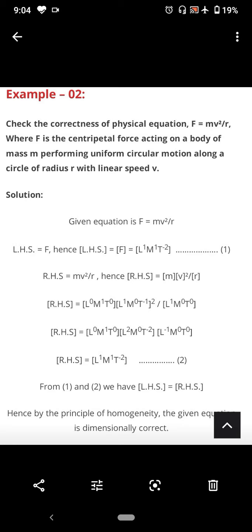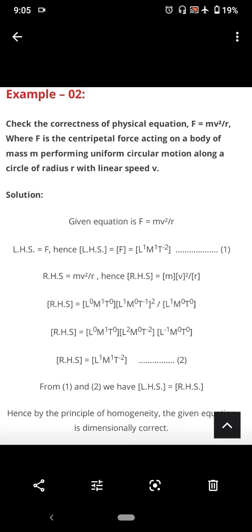So to check this equation, let's see what are the different terms in LHS and RHS whose dimensions we need to find. In LHS there is the term F, which is force, and in RHS there is the term mv square upon r. We will find the dimensions of both these terms individually, and if the dimensions of both are the same, then the equation is dimensionally correct, and if they are not the same, then the equation is dimensionally incorrect.